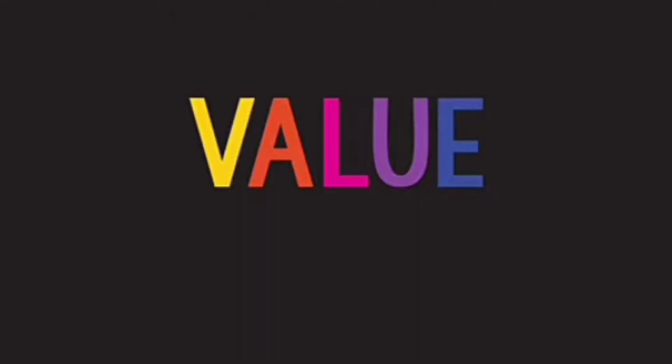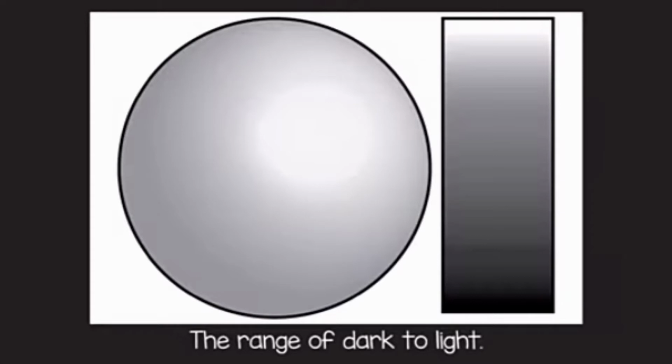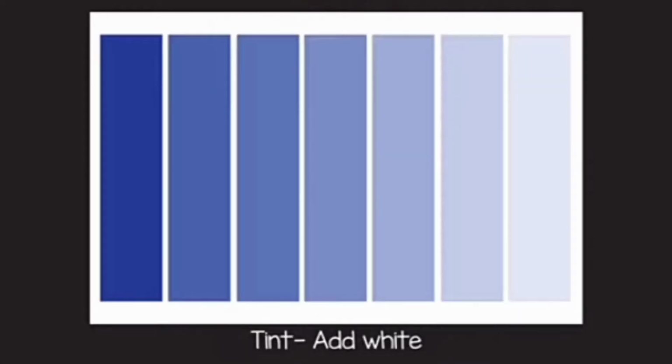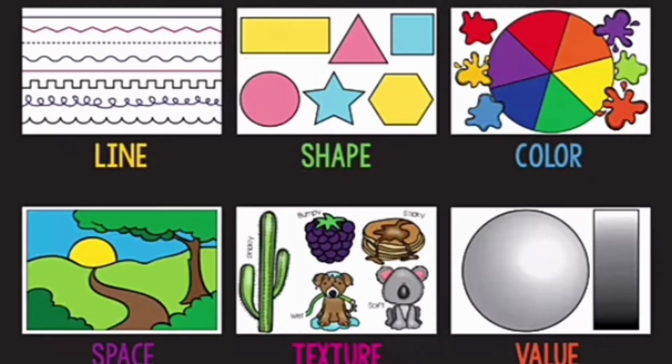Value. Value is the range of dark to light. When you add black to a color, it's called a shade. When you add white, it's called a tint. Here are all the elements together again. I hope this helped you learn about the elements of art.